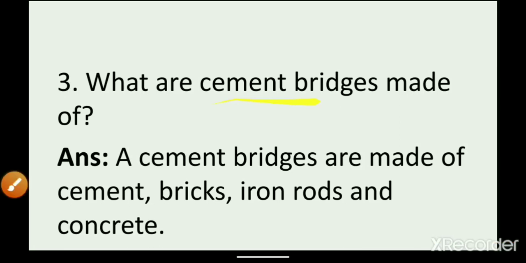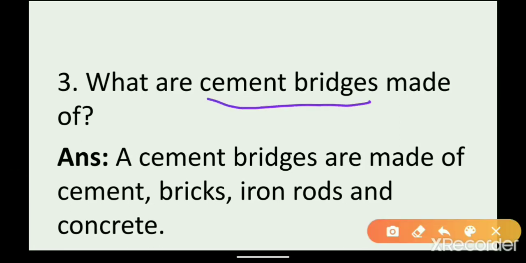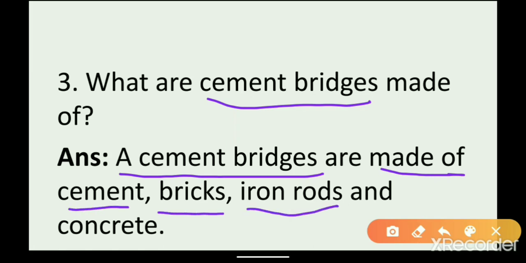Third question, what are cement bridge made of? So cement bridge, seeing this question only, we can say that this bridge is made up of cement. A cement bridge is made of cement, bricks, iron rods and concrete. And these are also strong bridges on which human beings, animals, vehicles can move.